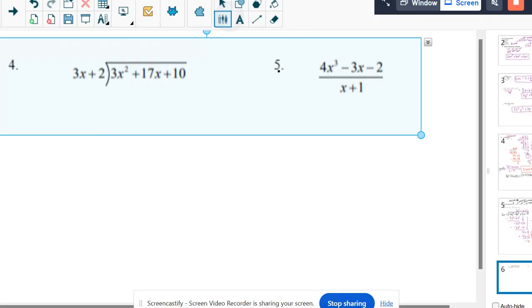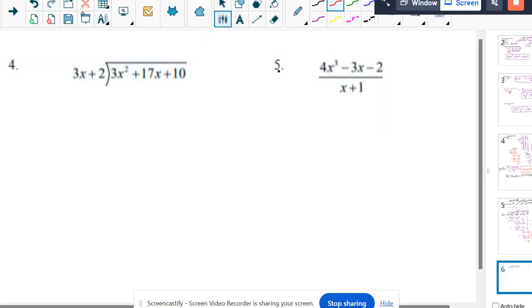Okay. So for number 4, we have 3x squared and 3x. So you would put x, because 3x squared divided by 3x is x, and then you do x times 3x, and that's 3x squared. X times 2 is 2x. Then you subtract them, and you get 15x. Bring down the 10.